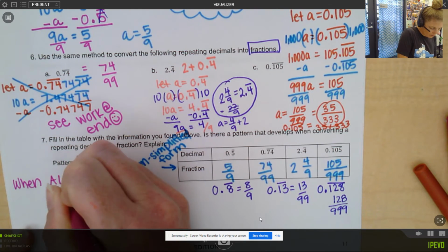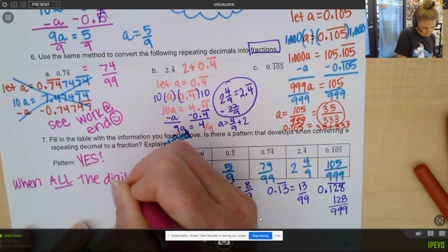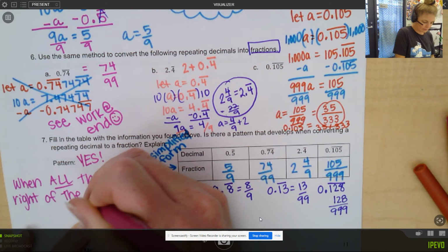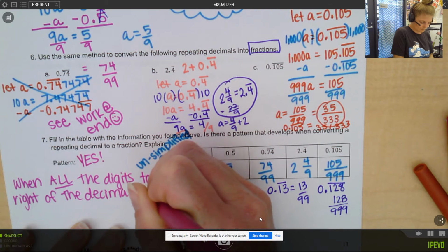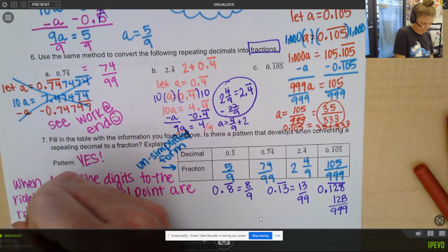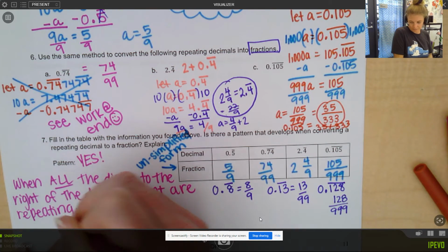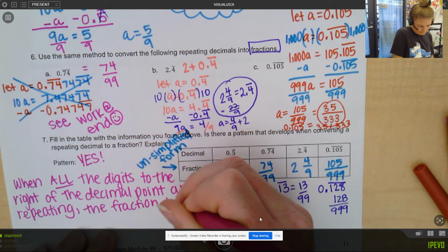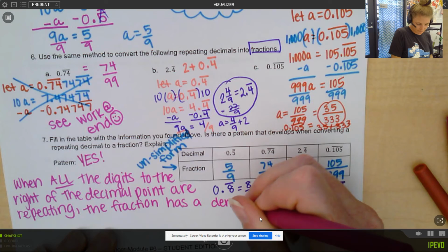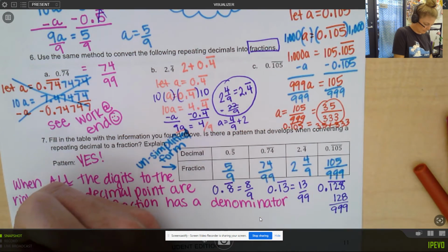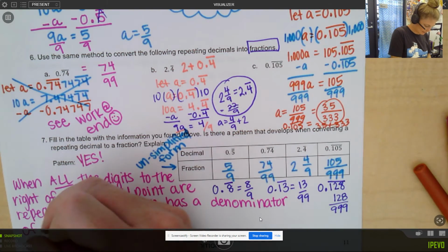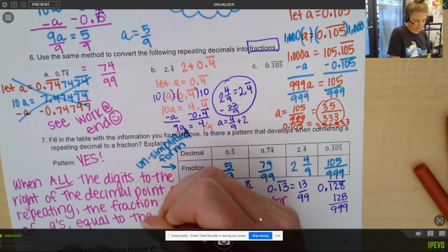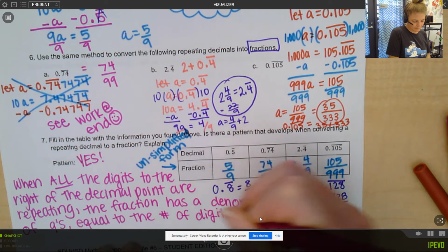When all the digits to the right of the decimal point are repeating, meaning they have that bar over them, or you notice they're always all repeating, the fraction has a denominator of 9s equal to the number of digits being repeated.